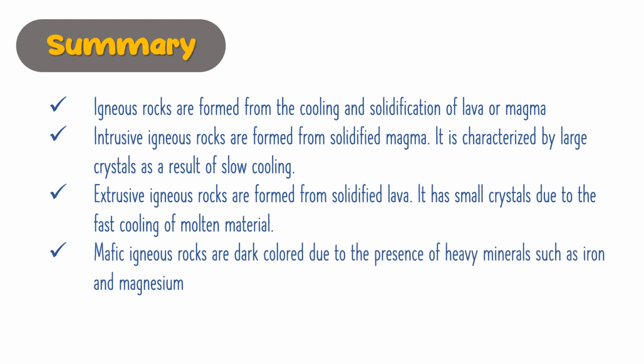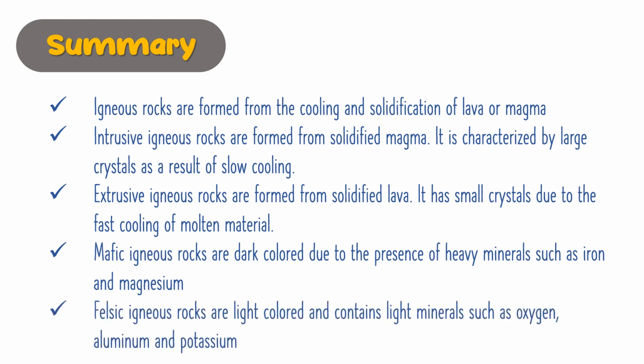Mafic igneous rocks are dark colored due to the presence of heavy minerals such as iron and magnesium. And lastly, felsic igneous rocks are light colored and contain light minerals such as oxygen, aluminum, and potassium.